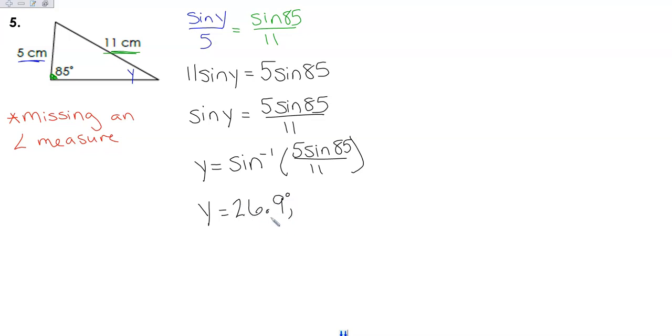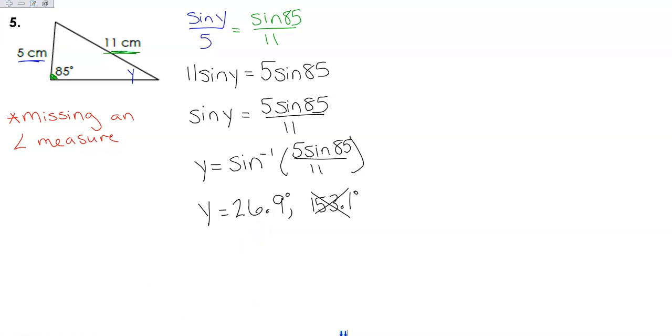Remember that with law of sines, we have to check the second option. So if I subtract this from 180, my other option is 153.1. Now remember, we need to check both of these. The angle that I'm given is 85. If I add 26.9 to it, I am less than 180 degrees, so this is a valid option. But if I add 85 to this, I get more than 180, so we know this is not a possible answer choice. All right, so we know that this angle for y is going to be 26.9 degrees.